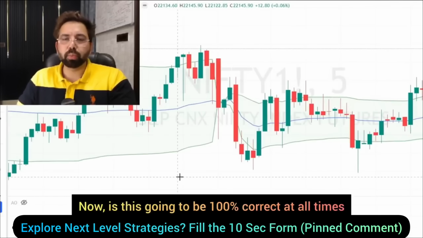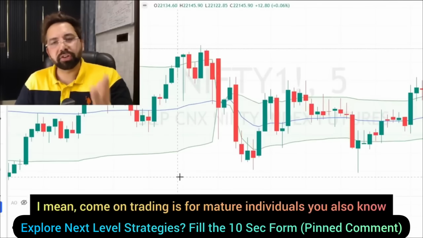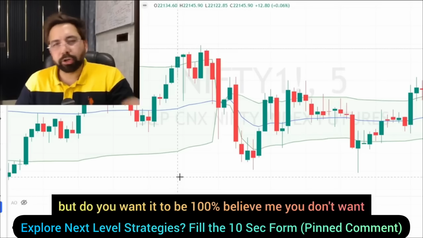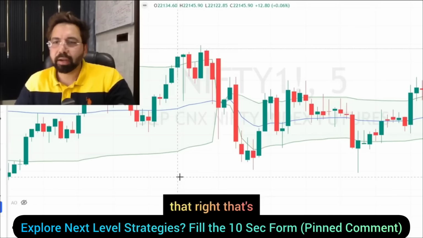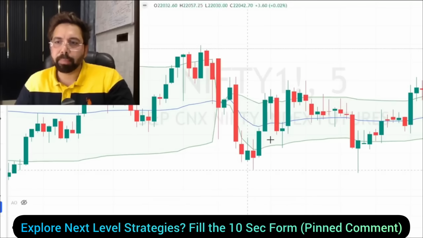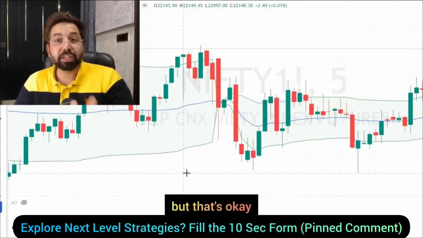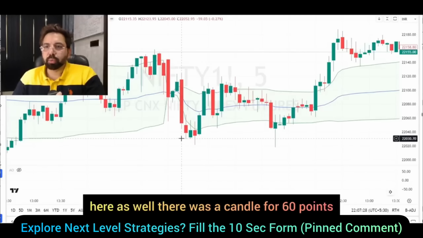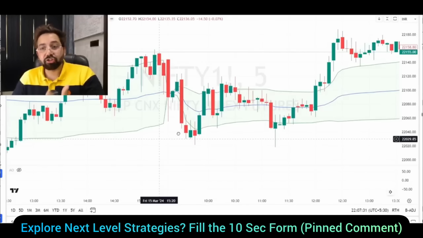Now, is this going to be 100% correct at all times? I mean, come on. Trading is for mature individuals. You also know that nothing is 100%. But do you want it to be 100%? Believe me, you don't want that, right? Now you see congestion and there was a sale, but it sort of went against you. But that's okay. If you can do a quick exit, I'm sure an experienced trader must have made money here as well. There was a candle of 60 points. Really good. Let's go ahead.